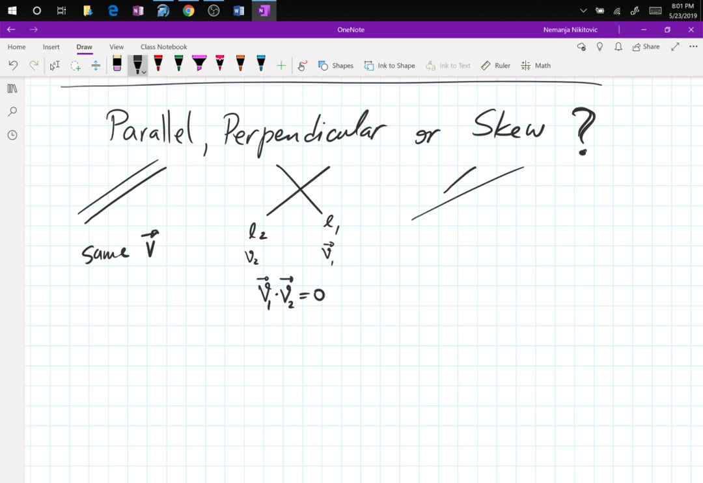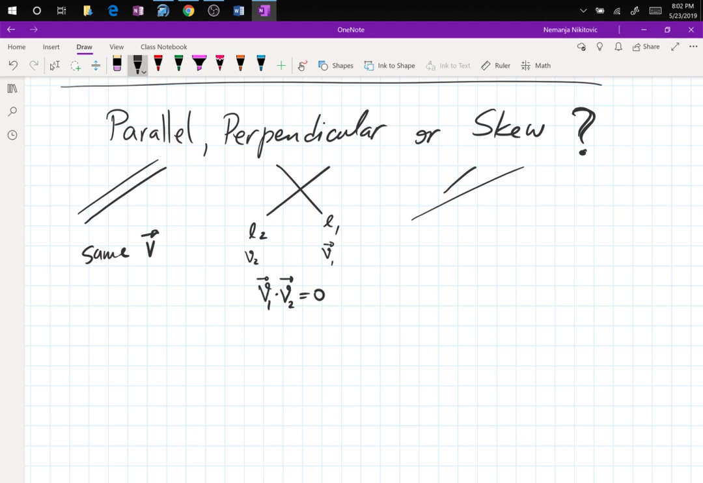And if both of these conditions fail, then you have skew lines, which means they do not intersect, and they're not parallel, they're not perpendicular. It's just that there's nothing in common.